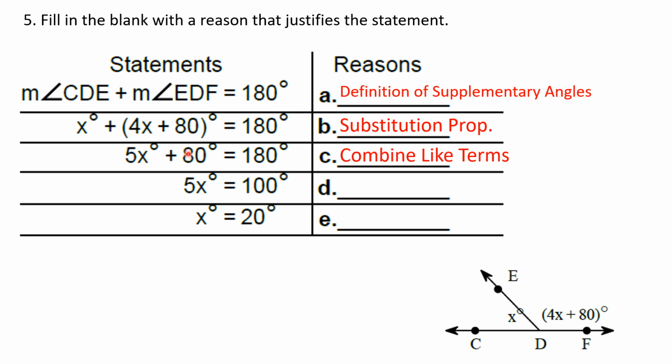All right, so what happened there? We subtracted 80 from both sides. So what property is that? The subtraction property of equality.